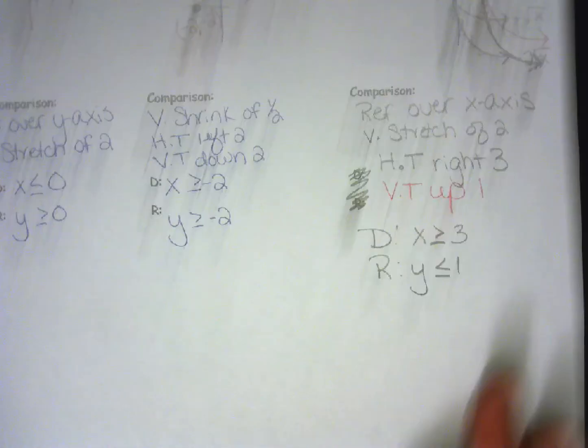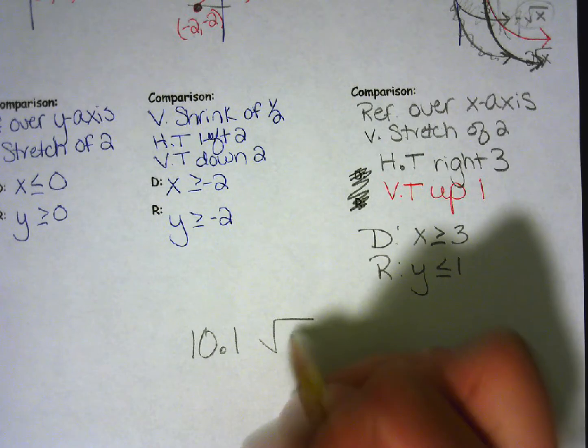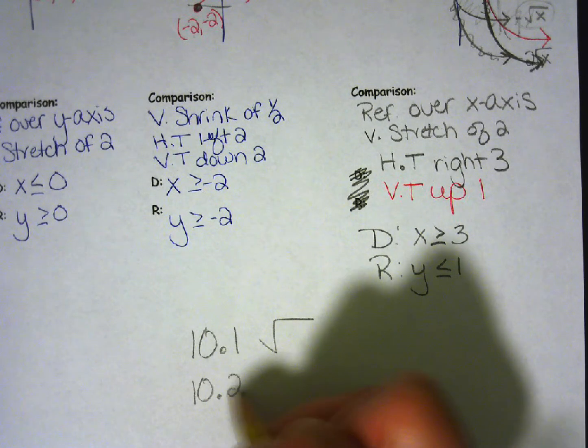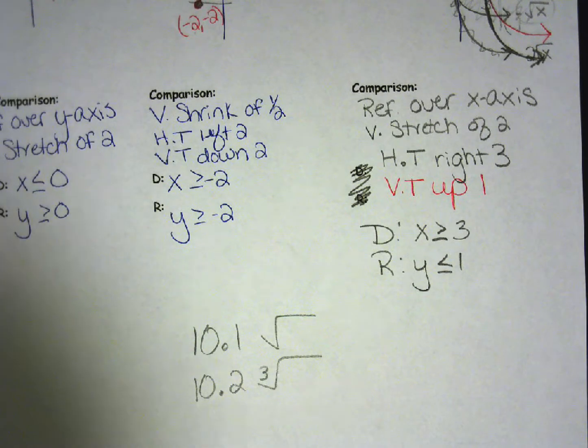And so that concludes lesson 10-1. Remember, in 10-1, we just did the square roots. And in 10-2, we're going to take a look at the cube roots. So it's very similar to what we just finished with chapter 9.